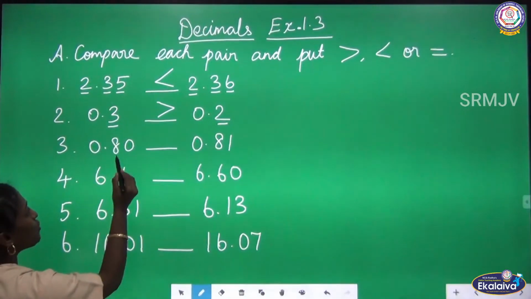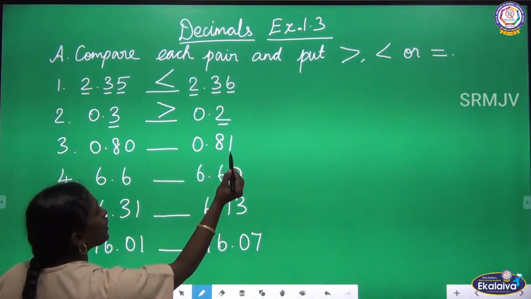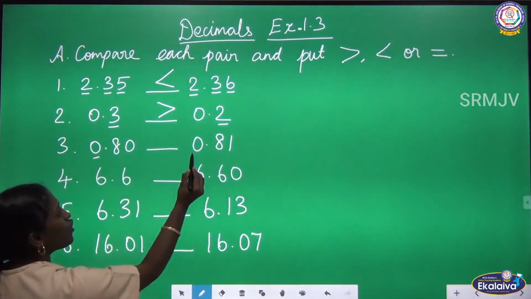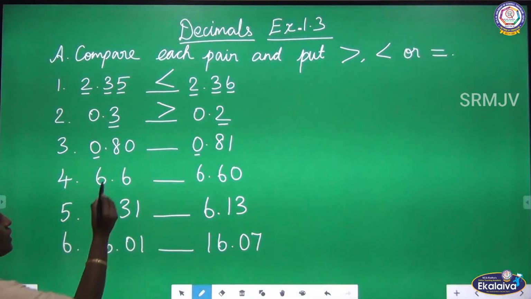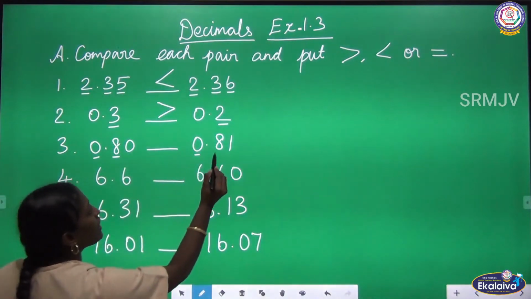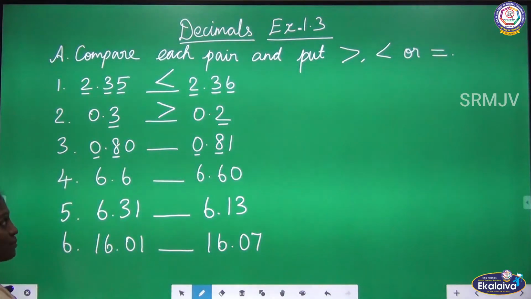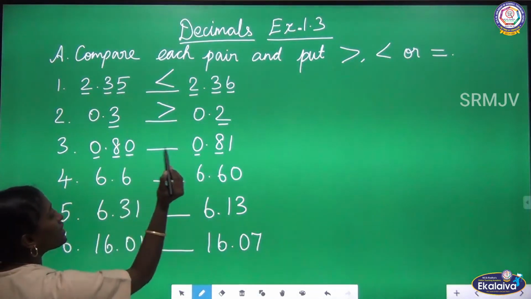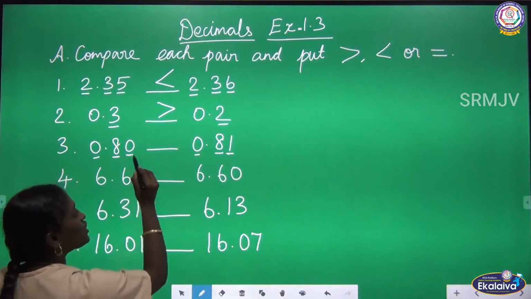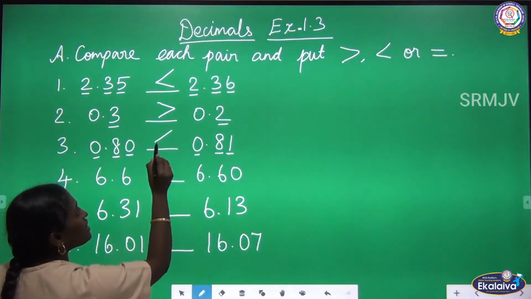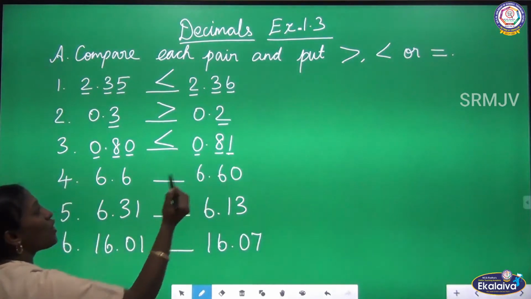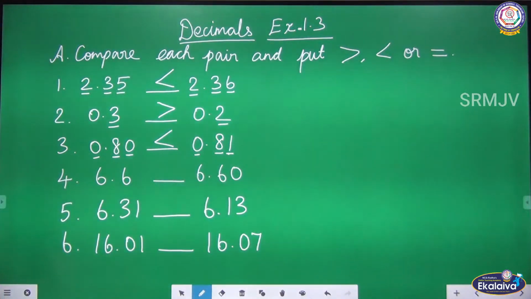The next one, 0.80 and 0.81. Here also the whole number part is 0. Then the first decimal place is 8, the same number. So we are going to check the next decimal place, 0 and 1. 1 is greater. So 0.81 is greater.